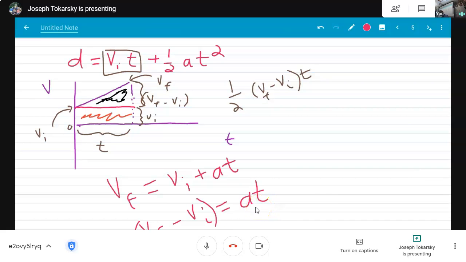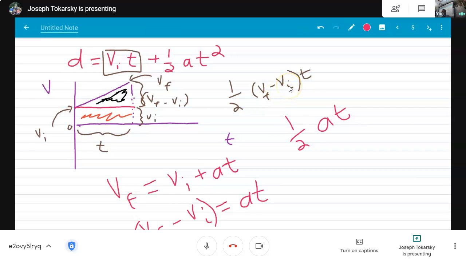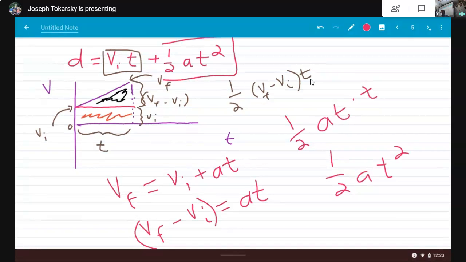If they're equal, they're the same thing, right? So up here, in the 1/2, I could replace this VF minus VI with AT. But there's already another what here? Another time there. And T times T is what? That's 1/2 AT squared, isn't it? And now that's that piece, isn't it?